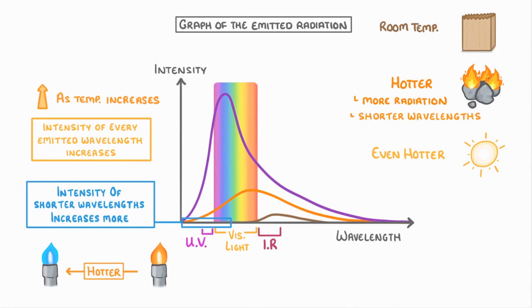For objects at room temperature though, the emitted radiation is all in the infrared range, rather than visible light, which is why we can't see the emitted radiation.